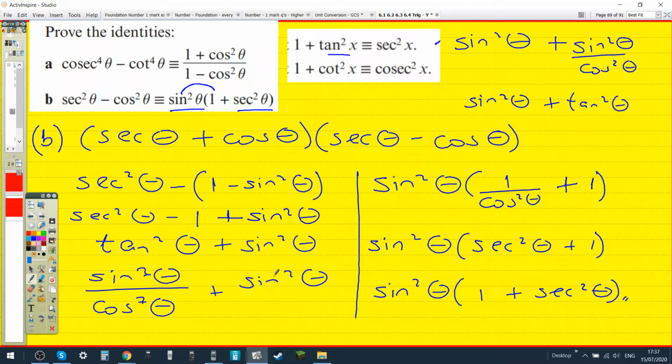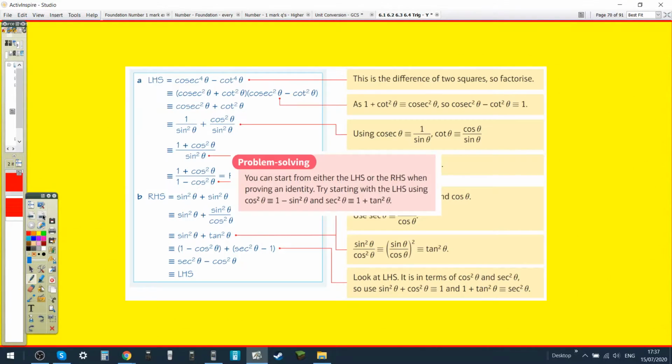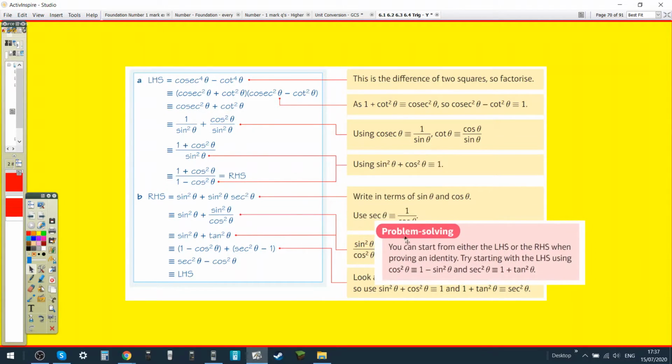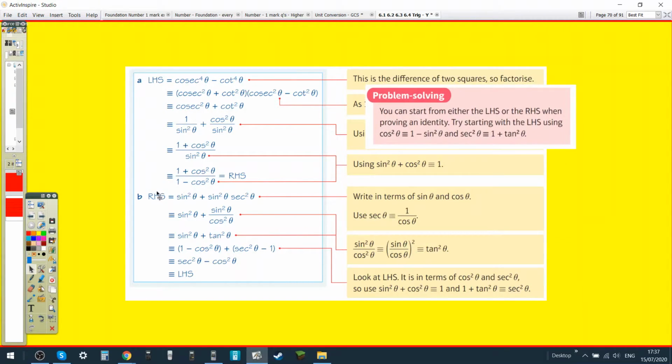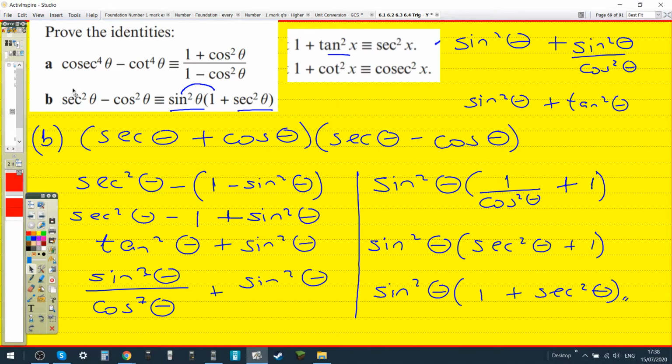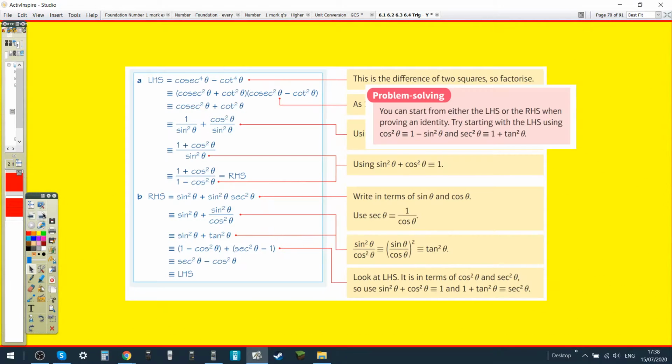Any questions there? No. What did they do? They did that one. That was alright. And then they did this one. They snaked me. They started from the right hand side and worked towards the left hand side. That's not fair. So right hand side equals this, and then they did that, and then equals the left hand side. Okay. If you get stuck going from left to right, then go from right to left.